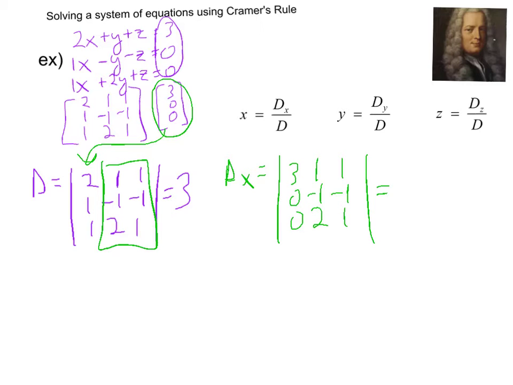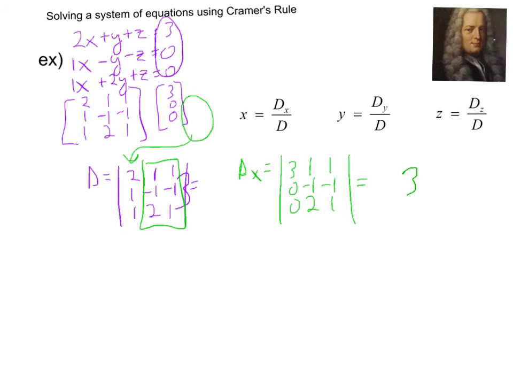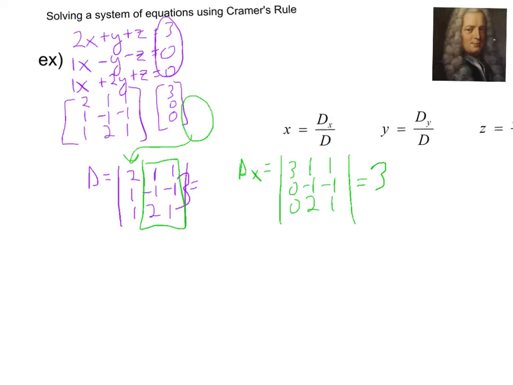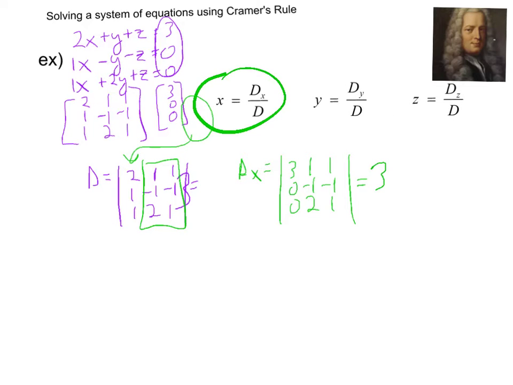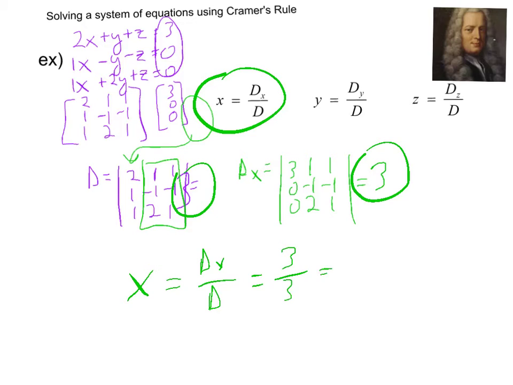This value right here is going to give me a 3 as well. That is nothing more than a coincidence, okay? Just a coincidence. All right, so fine. Now we have... So actually, before we continue, we can now solve for x right here. We can solve for that. X equals d sub x over d. Well, the d sub x we just found was 3. And the d itself, well, that was 3. So we now know that x equals 1.